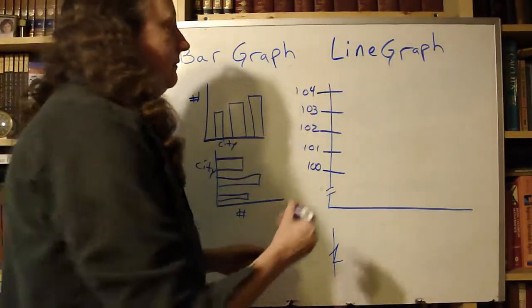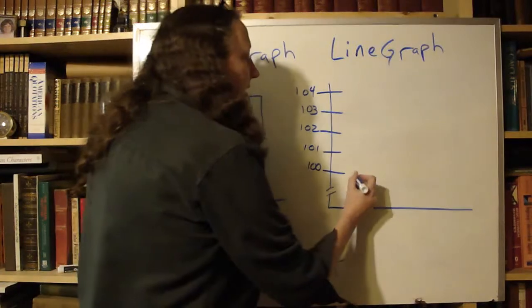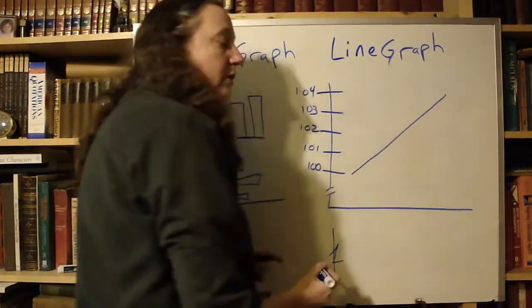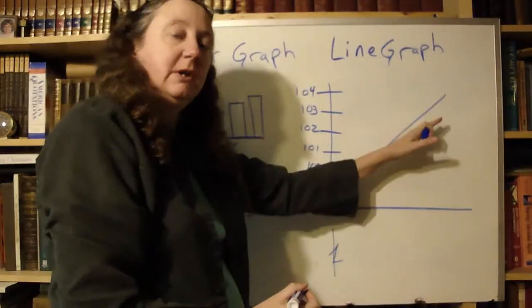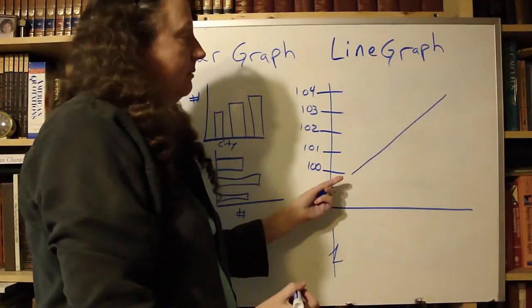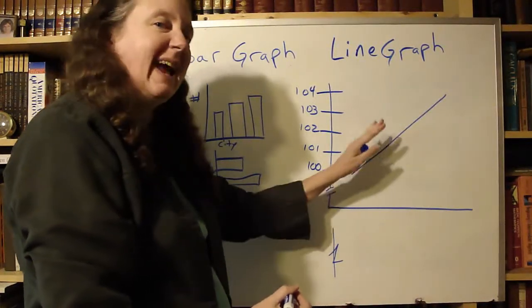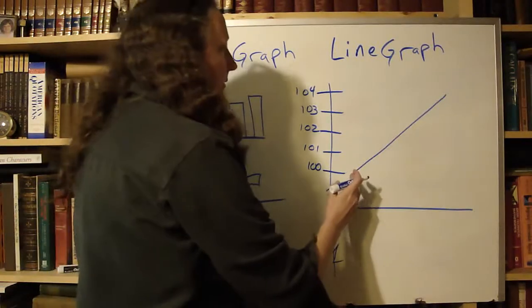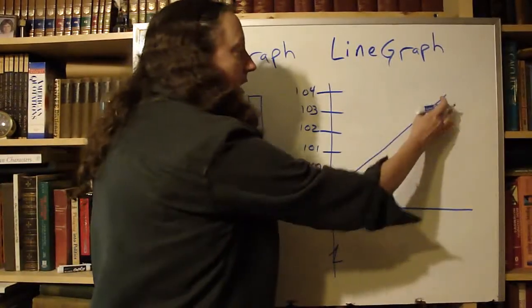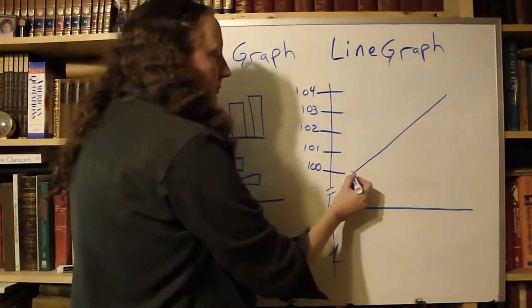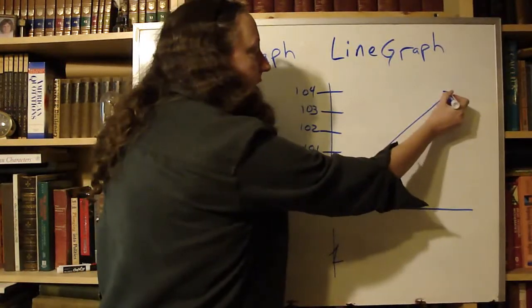On the line graph, you will typically have a line drawn. Most of the time it's going to be a straight line, and most of the time it's not going to have any gaps in it. So this is a straight line, and it goes from one point here up to a point here.